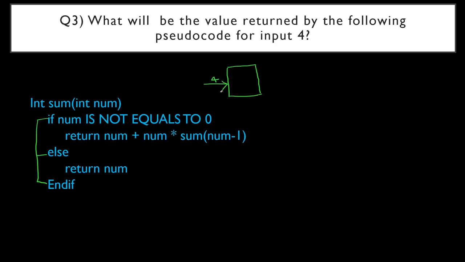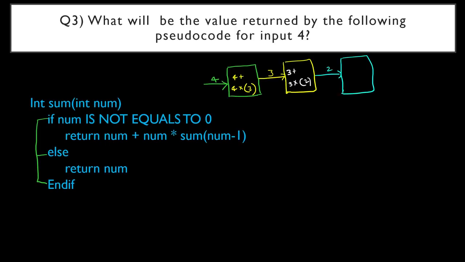If num is not equal to 0, what you have to return is num plus, that is 4 plus 4 multiplied by sum of num minus 1. Sum of num minus 1 is nothing but sum of 4 minus 1, that is 3. So we are calling the function again with the value 3. In the new function call, 3 is not equal to 0, this condition is true, so it becomes 3 plus 3 multiplied by sum of 3 minus 1, that is 2. So again the function gets called with the input value of 2.